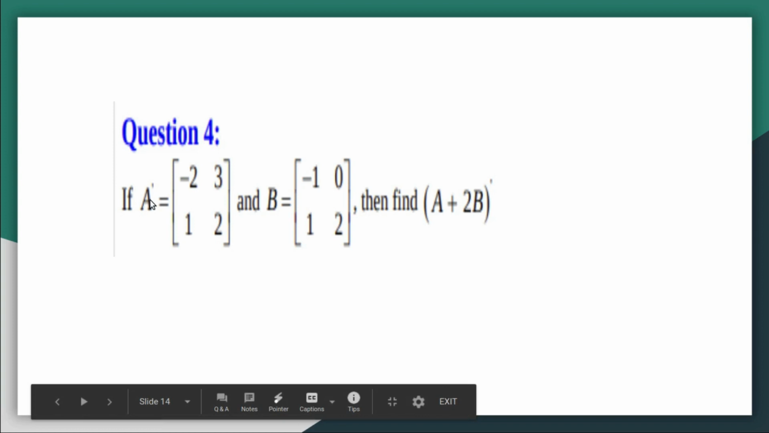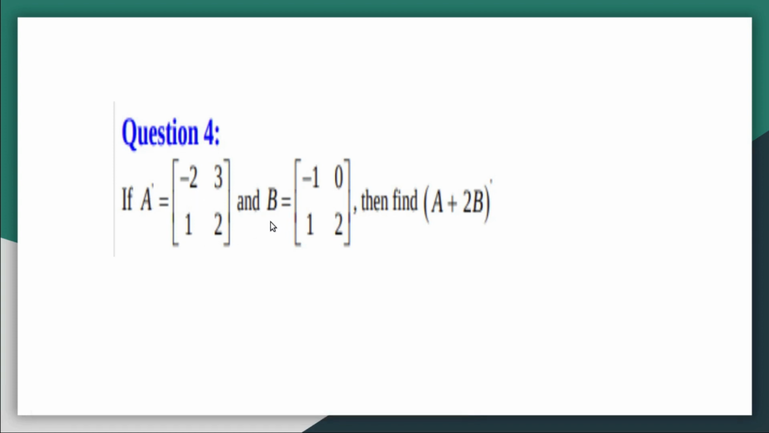If A transpose equal to matrix minus 2, 3, 1, 2 and B equal to minus 1, 0, 1, 2, then find (A plus 2B) whole transpose. Here given A transpose, first we have to find A equal to (A transpose) transpose. Then we have to find A plus 2 into B, multiply each element by 2. Then we have to find its transpose. So first we will find A.